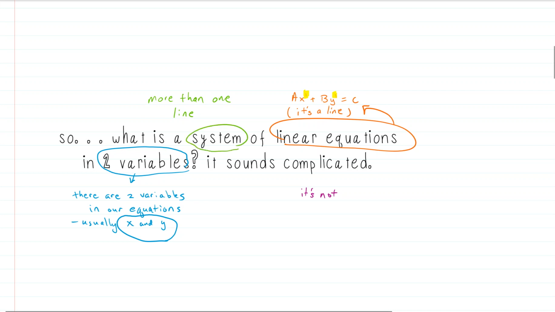Speaking of systems, what is a system? System just means you have more than one line. So we will have two lines, and that's it. That's really all our system is. So that wasn't really as bad as it sounded, right?